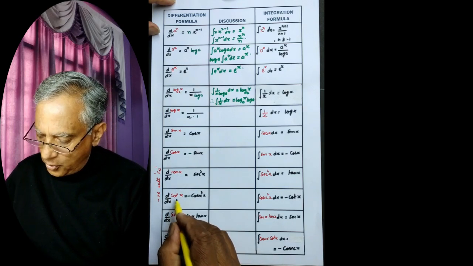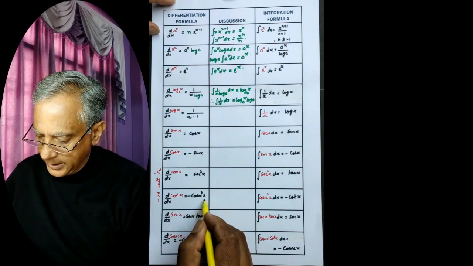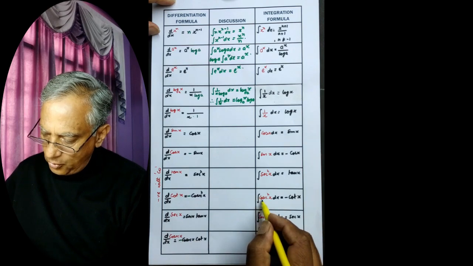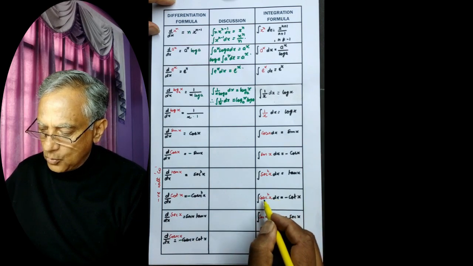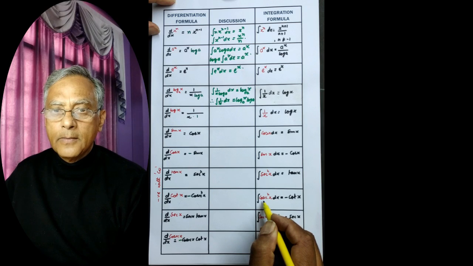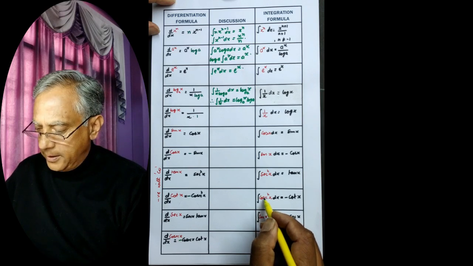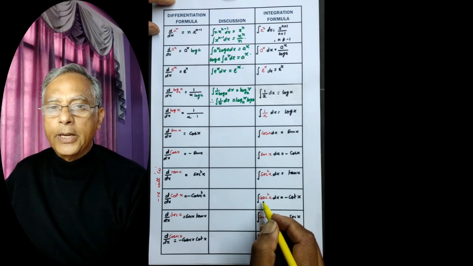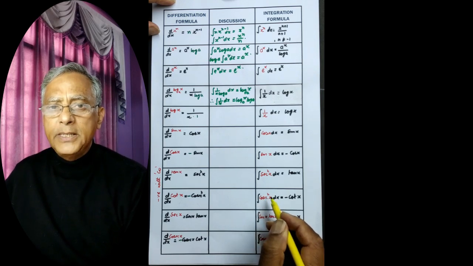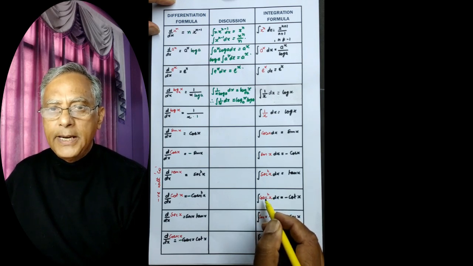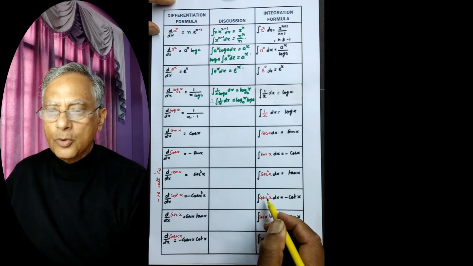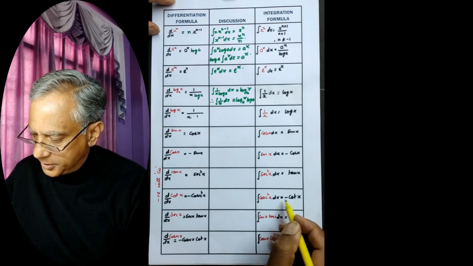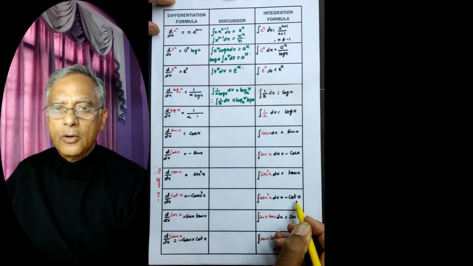dy/dx of cotangent x is minus cosecant square x. And integration of cosecant square x dx, what is that function whose differentiation is cosecant square x? Cosecant square x is differentiation of minus cotangent x. Differentiation of cotangent x is minus cosecant square x. Therefore, differentiation of minus cotangent x will be cosecant square x. So, integration of this will be minus cotangent x.